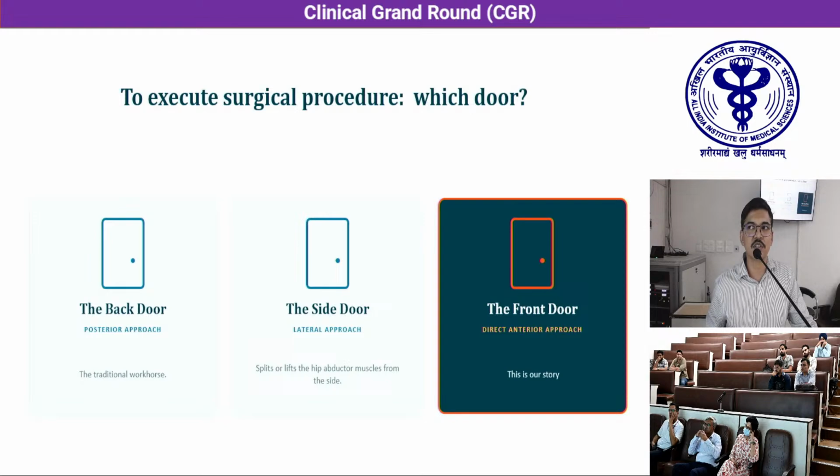Second is the side door, which is the lateral approach to the hip. It is less common, but Indians who have been trained in the UK do prefer this approach and do these surgeries. But the problem is that it directly affects the major abductors of the hip, which are primarily required for hip functioning, and that's why it is less commonly used. And the third and alternative approach is the front door to the hip. This is our story.